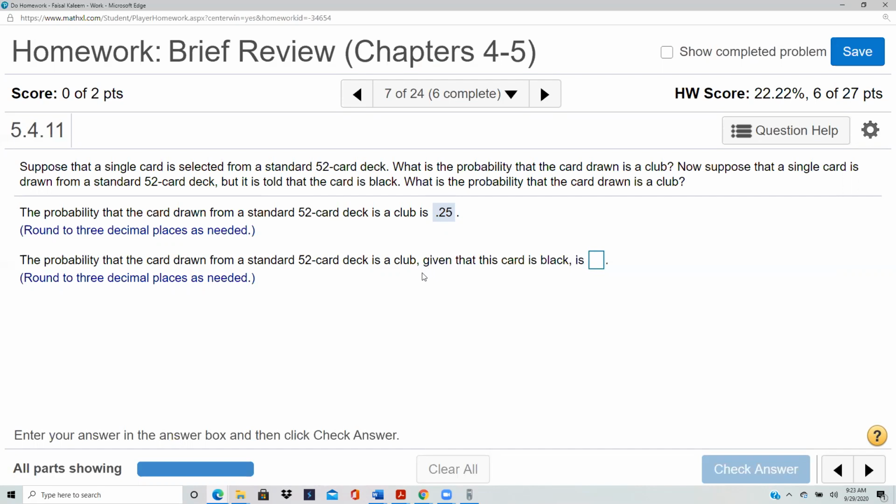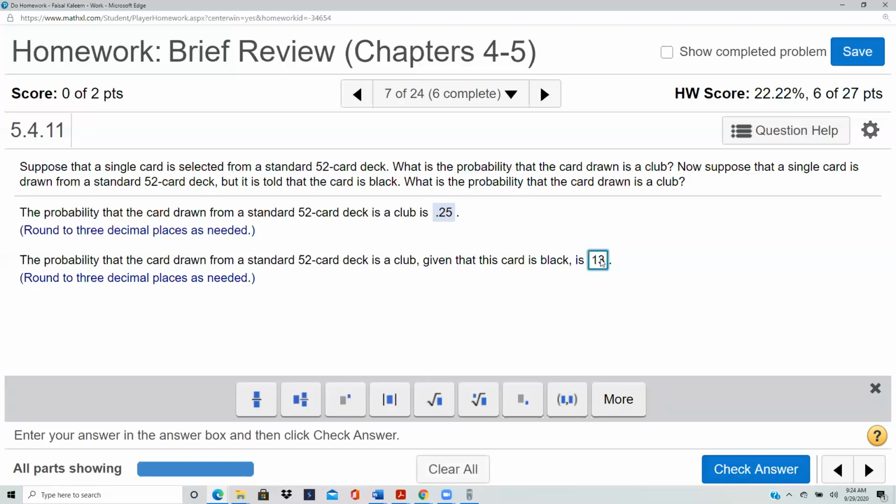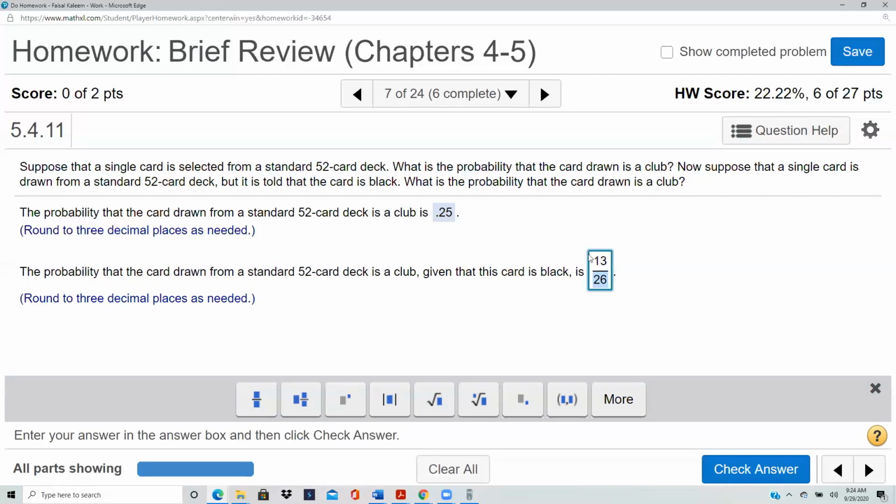52. But in this case, we are given that the card is black. So in this case, the black cards will be the total. How many black cards do we have? Just 26. So you will not be dividing by 52, but by 26, because that's your total. What do we want? We want the probability that the card is a club. So again, we have 13 clubs, but we will divide by 26, because it's given that it's a black card.